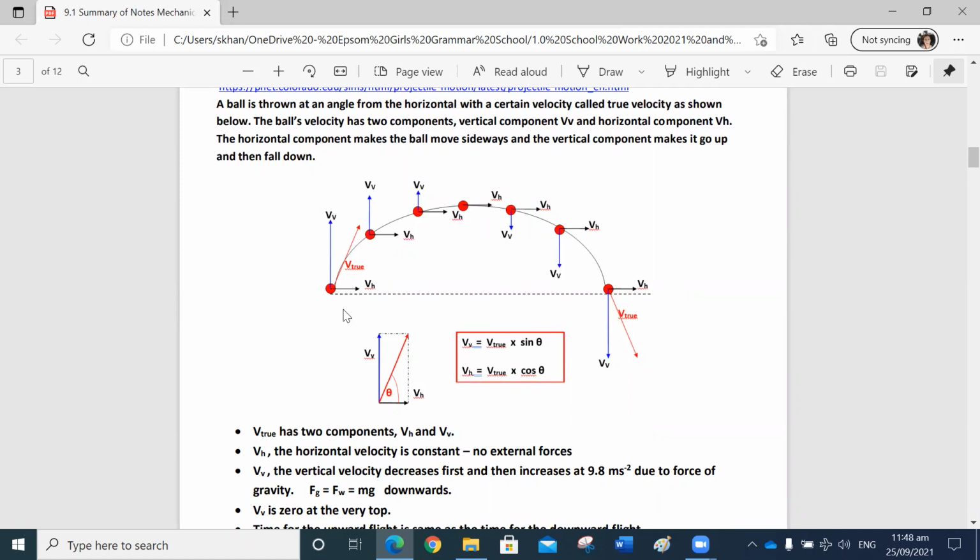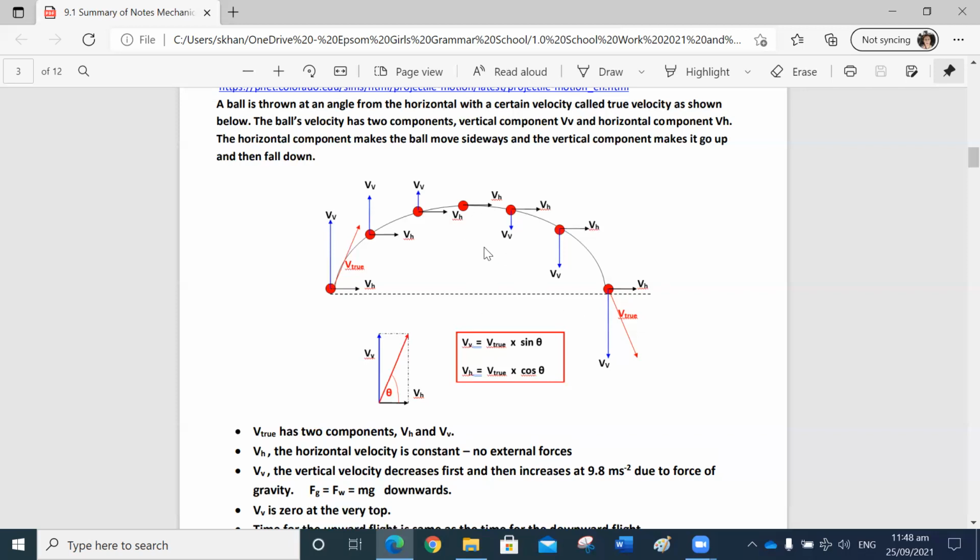Now, another thing is the time for the upward flight is the same as the time for the downward flight. The total time of the flight will be whatever time you've calculated to go from here to there, and then double it. That will be the total time. If we need to find out this horizontal distance traveled by the ball, then because horizontal velocity remains constant, v horizontal multiplied by the total time will give you the horizontal distance traveled.